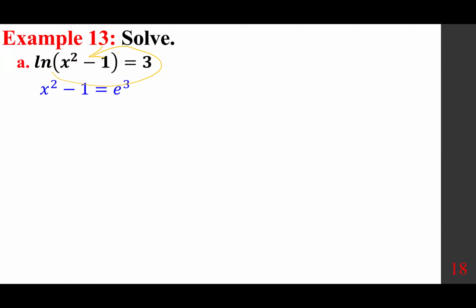So x squared is 1 plus e cubed. So x is plus minus the square root of that. And both of them are acceptable because, remember, when you square this becomes positive. And the idea is that the argument of log, regardless of the base, must always be positive, everybody.